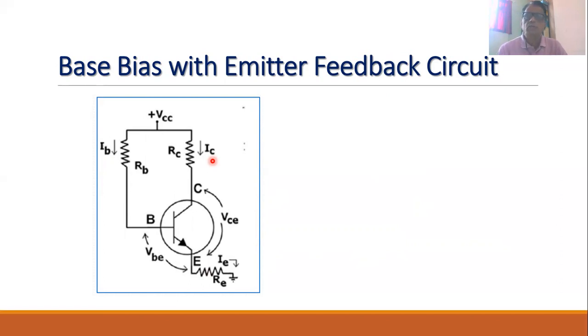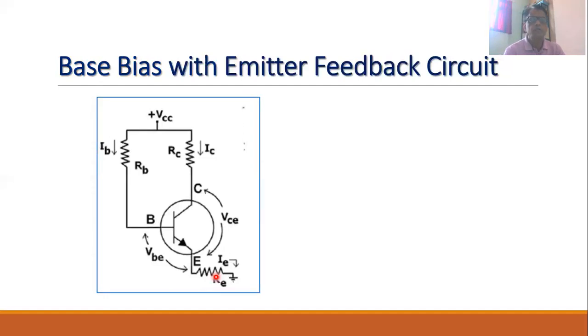Now this is also a simple type of circuit. The only thing is that here we require 3 resistances instead of 2 resistances, so one additional resistance is being used. And you will find that the voltage across this resistance is being fed back to the input, and therefore this circuit is being called an emitter feedback circuit.